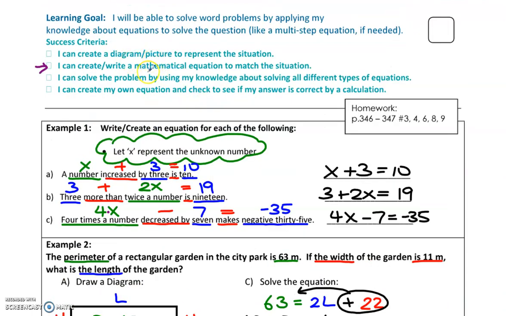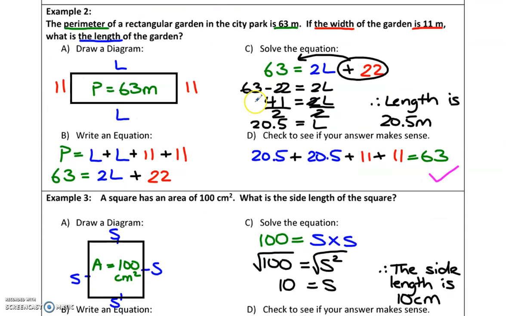The next thing I want to do is create an equation, because then I'll be able to solve my equation and then check my answer. All right. So that next step is to create an equation. So remember, the perimeter is calculated by adding all the sides together. So I put perimeter is equal to L and another L, so these 2 L's added together, plus the 11 and the 11 added together.